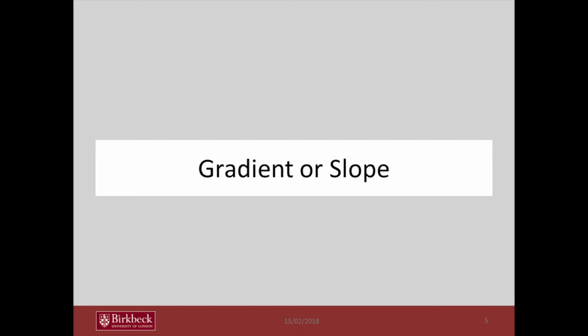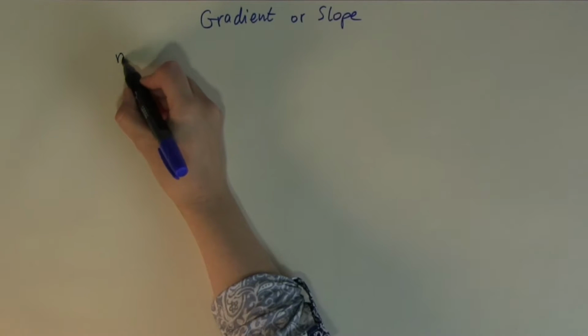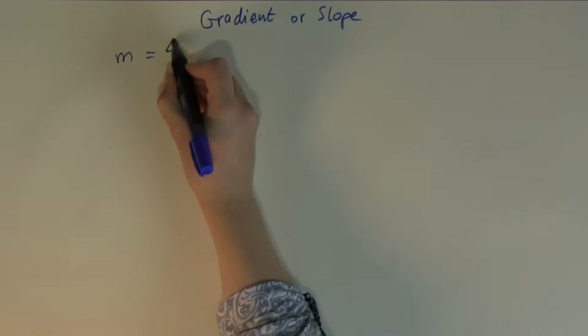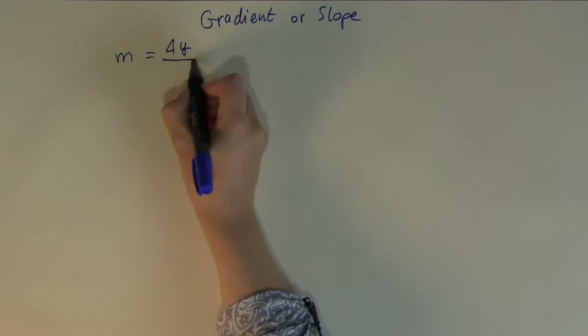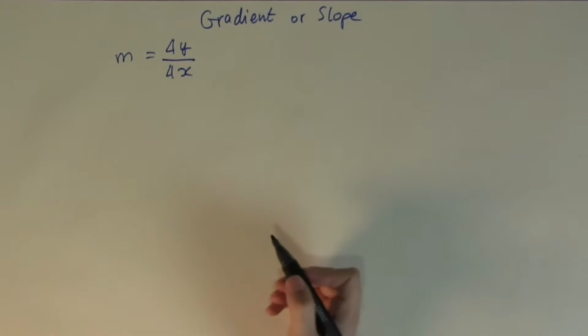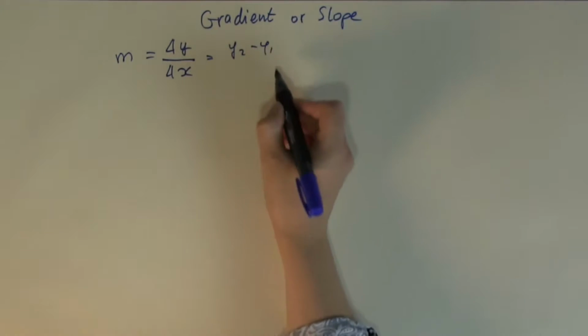The next concept I would like us to talk about is the gradient or slope. Now, what is the definition of the gradient? Well, the official definition of the gradient, for which in mathematics you use the lowercase m, is the change in y divided by the change in x. And change is nothing else but the later amount minus the starting amount.